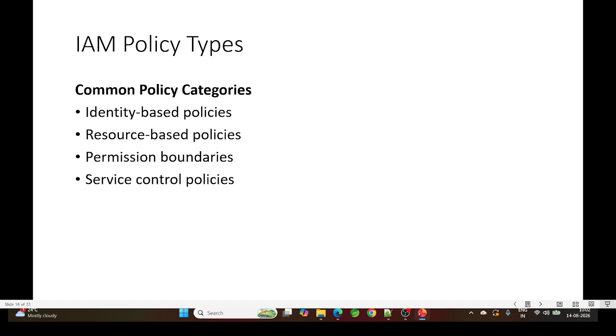AWS provides different policy mechanisms. Identity-based policies are attached to identities such as users, groups, or roles. Resource-based policies are attached to supported resources. There are also advanced controls such as permission boundaries and AWS Organizations service control policies. For beginners, focus first on identity-based and resource-based policies.